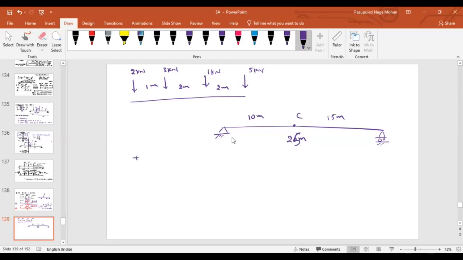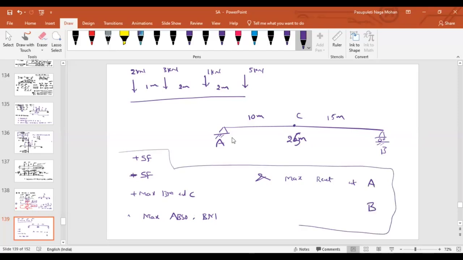Again, try to find out the maximum positive shear force, the maximum negative shear force, the maximum bending moment at C, and then the maximum absolute bending moment. And if this is A and B, again find out the maximum reaction at A, and similarly the maximum reaction at B. We'll cross verify your answers. If your answers tally, then we might think the answer is right. If not, then they are wrong.